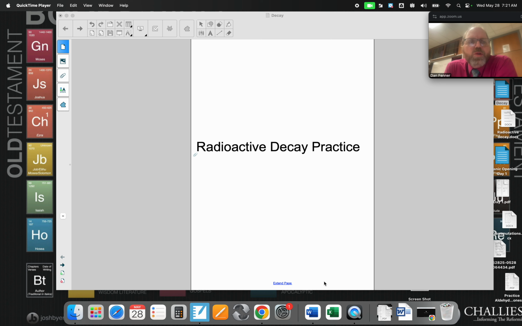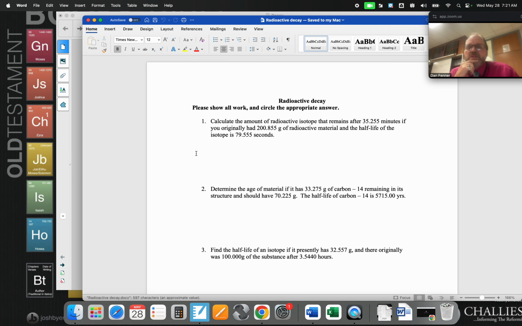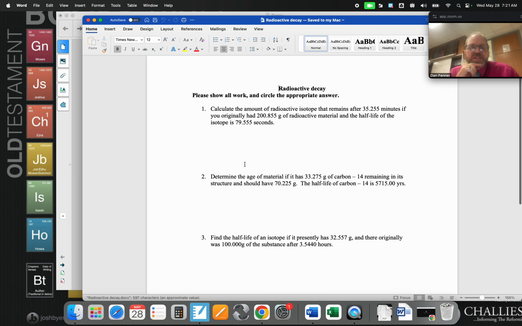With Pastor Dan, we're looking at some radioactive decay practice today. So we have 4 problems here to do, one of each type so we can get those down. So copy these down or get them for me.